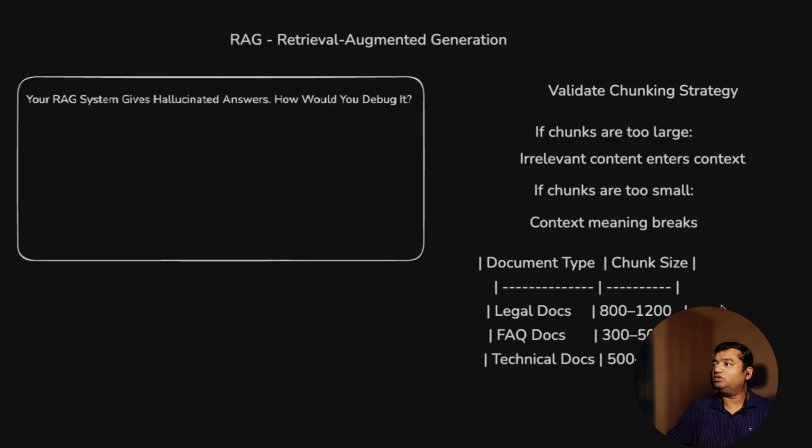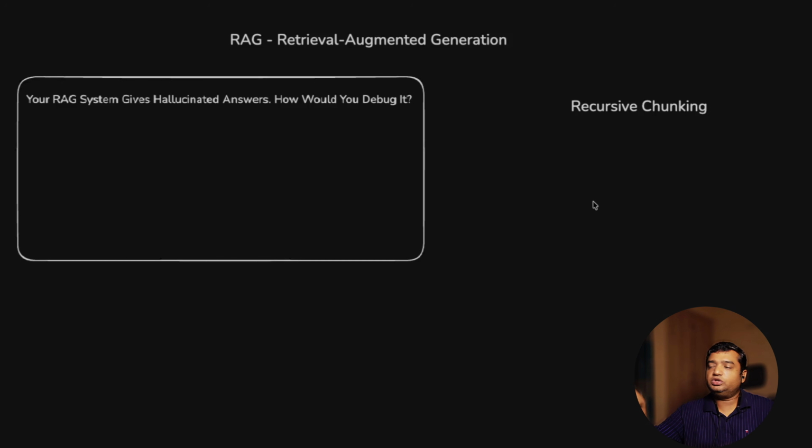So the second thing was to validate the chunking strategies. But if there is a problem with this, then how will you solve it? You need to go into recursive chunking. So there is something called recursive chunking. Let me put it here. The solution for this is recursive chunking. So what is recursive chunking?